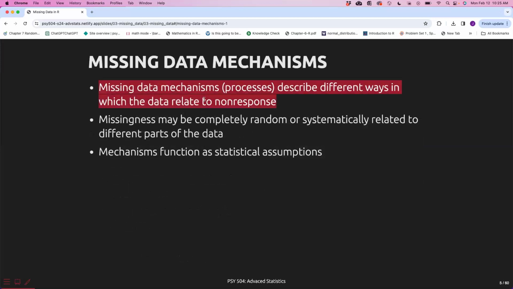And so Donald Rubin did a lot of work on missing data mechanisms. And as Ari pointed out, these are just different ways in which the data relate to non-response. These can be completely random, so non-systematic, or they can be systematic. Determining the missing data mechanism is vital, because that will determine what statistical method we use. If we use the wrong mechanism, it's possible that our results are biased. So we need to take real care in trying to figure out what the missing data mechanism is.